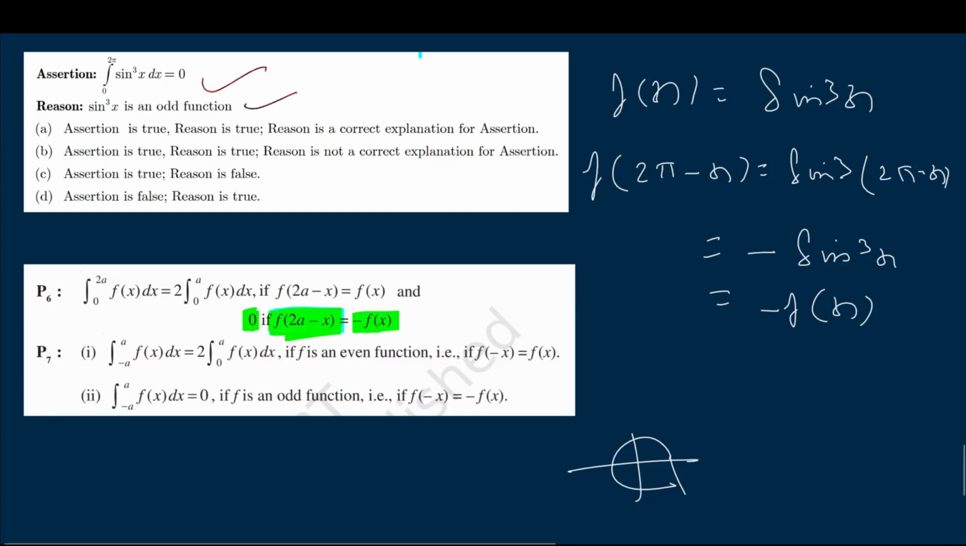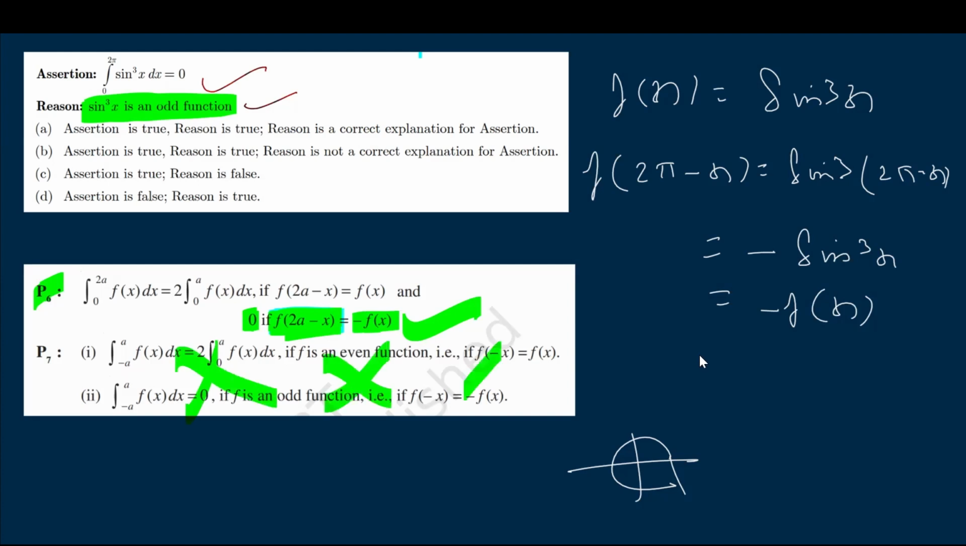Well, the reason is also correct, as I said that sine cube x is an odd function. But this is not the correct explanation. Here we got 0 by applying this property and not by the odd or even property. So the correct answer will be: assertion is true, reason is also true, but it's not the correct explanation. B should be the correct option.